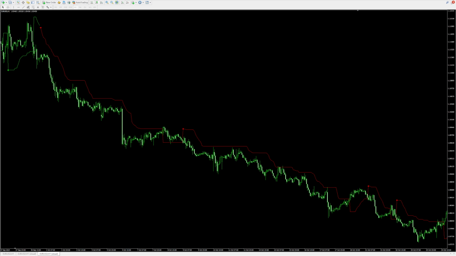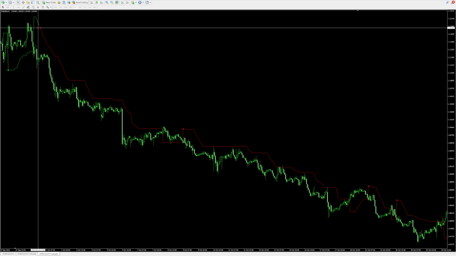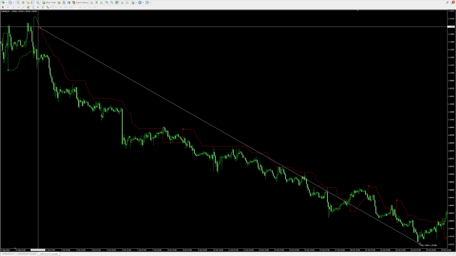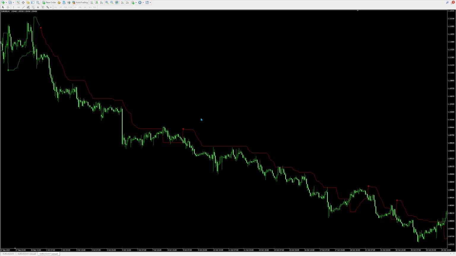I'm using the MetaTrader 4 MT4 platform. You can see the indicator here displayed on my chart. In this video, I'm going to show you how you can use this indicator with a simple trading strategy to capture moves like this one for over 400 pips.